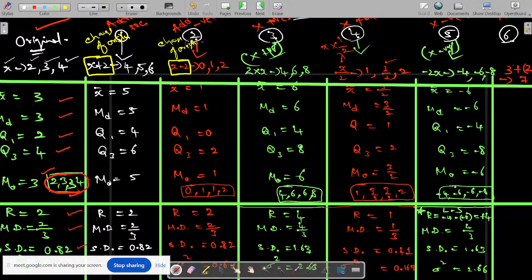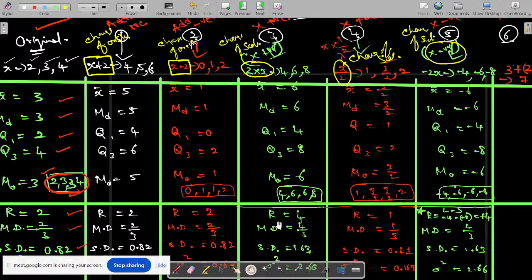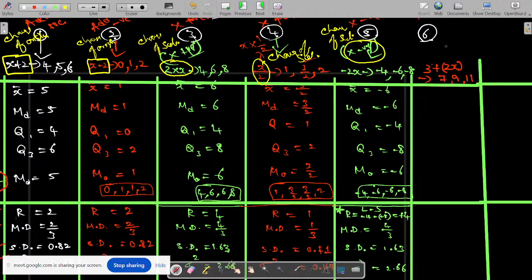Now come back for case 3. I multiplied by 2, which means this is change of scale. Here I divided by 2, which is change of scale. Here I multiplied by a negative value. Yes, still it is change of scale. Hope you can understand. Now compare for this one, 6th one. What is this? Change of scale or change of origin? Both. Which one first?